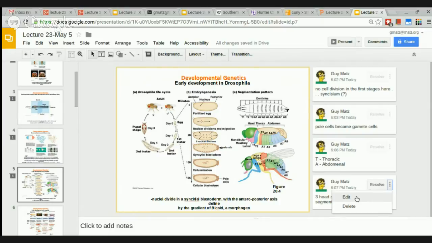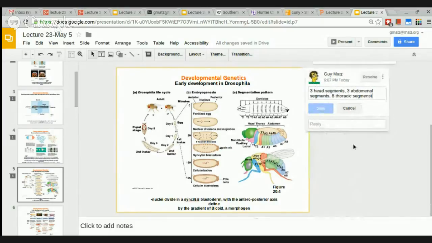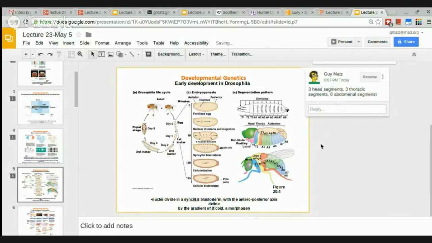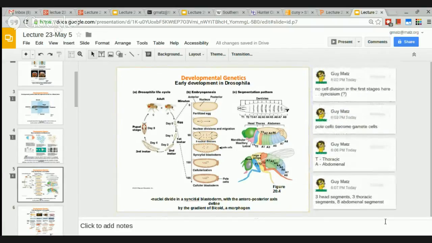The head containing antenna, the eye, the mouthpiece, and the labial structures. There are 3 pairs of legs on each of the 3 thoracic segments, T1, T2, T3. The wings and the halteres on T2 and T3. We'll talk about this later on. And the abdominal segments, A1 through A8, do not have appendages.